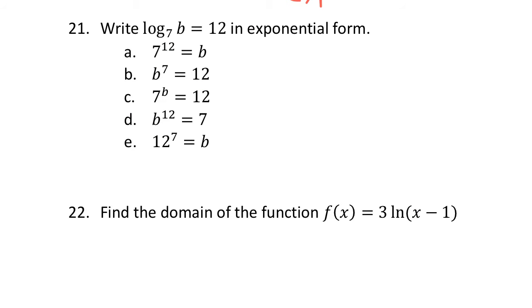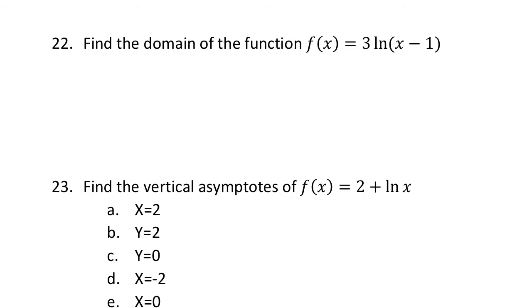With that in mind, 21 says write the log base 7 of b equals 12 in exponential form. So the base is 7, the exponent is the 12, and the answer of 7 to the 12th would be what b is. So 7 to the 12th is b.